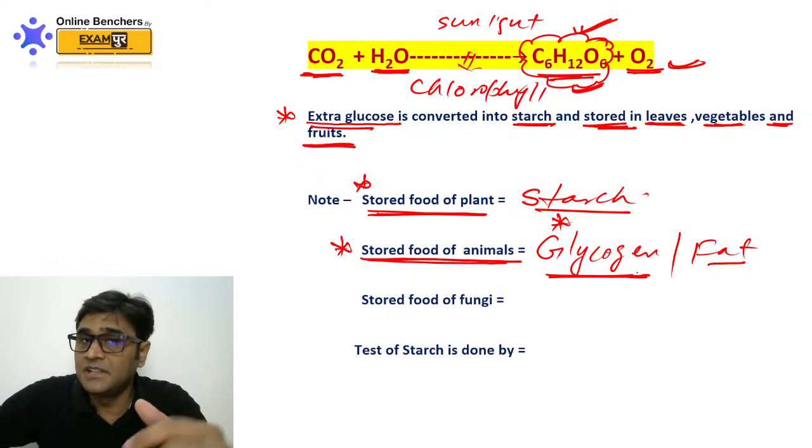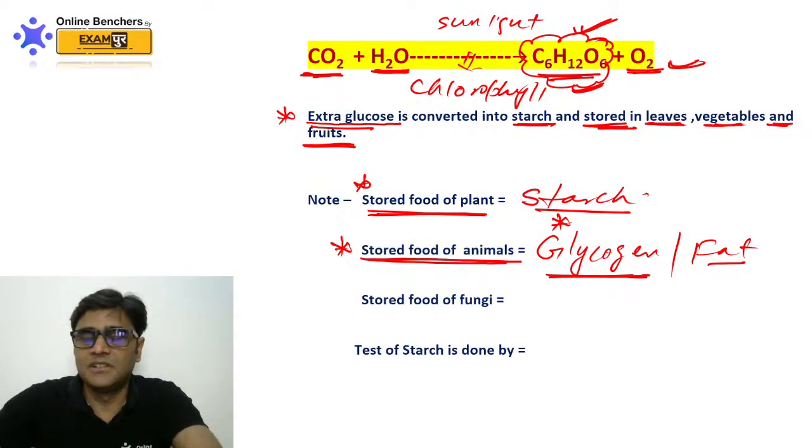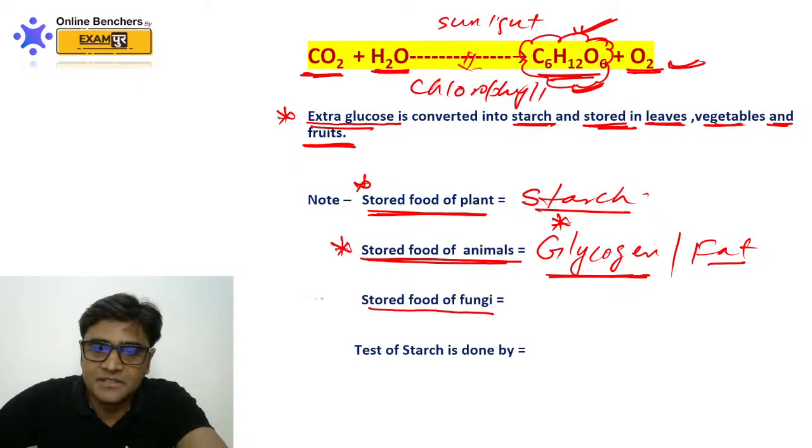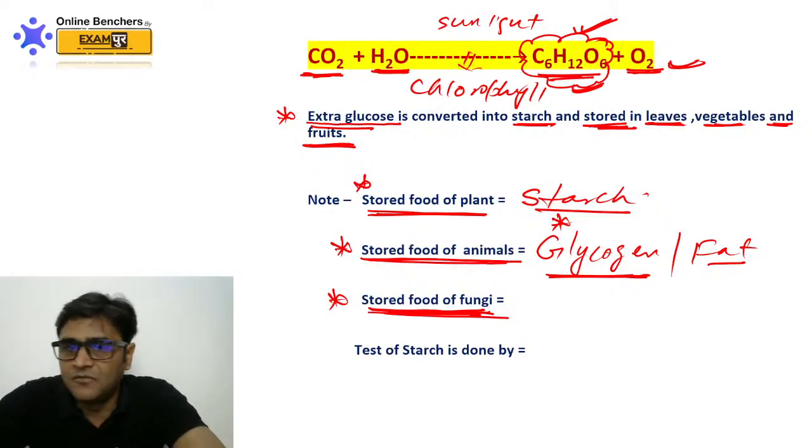Glycogen is stored in the liver and your muscles. So what is the stored food of animals? Animal is glycogen. Now, the stored food of fungus is, tell me. This is also a very super duper hit and important question. Tell me, what is the stored food of fungus, or you can say fungi?